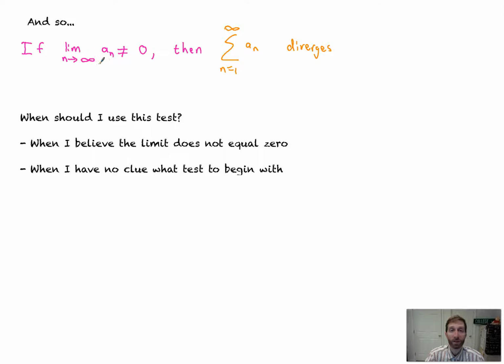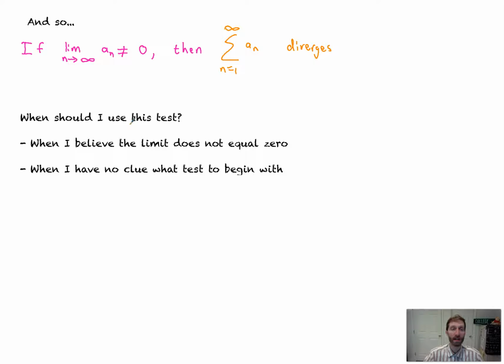So all we have to do is take the limit as n goes to infinity of the sequence, the series generator, that listing agent, if you will, and if it doesn't equal 0, then we know that the series diverges. If it does equal 0, the test actually fails. We'll talk about that in a little bit.